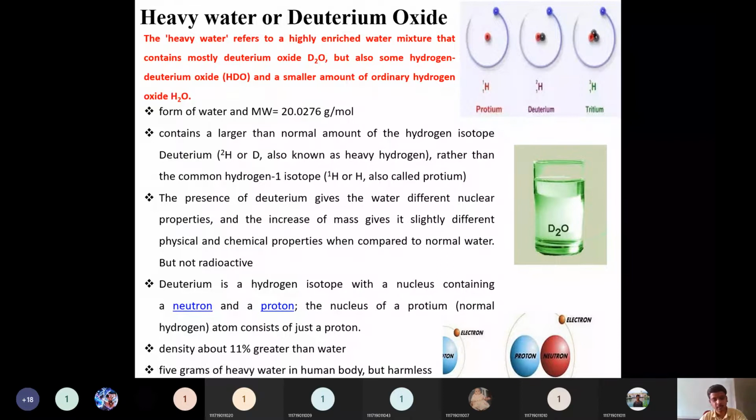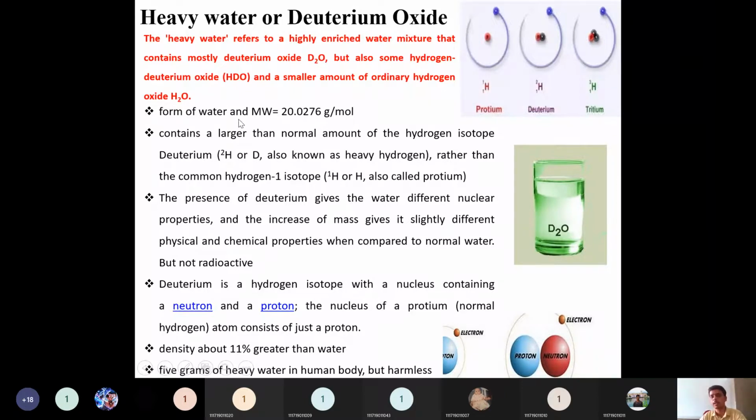So what are the various forms? It is a form of water only. Heavy water is a form of water that contains a larger than normal amount of the hydrogen isotope called deuterium, rather than the common isotope called protium. Protium means the normal hydrogen in water.